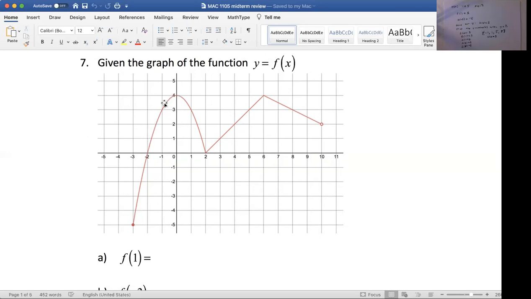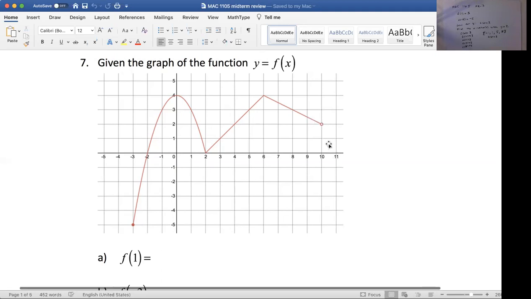Everything from negative 1 to 0 works. 0 to 2 is good. 2 to 6 is good. 7, 8, 9, 9.5, 9 3/4. I don't go beyond 10, but does the domain actually get to 10? What do you say? Domain is all possible x values. So the lowest x value I see is negative 3. The highest x value I see is a little short of 10. Well, the fact is we can get as close to 10 as we want, but never actually get there, which will make that an open circle.